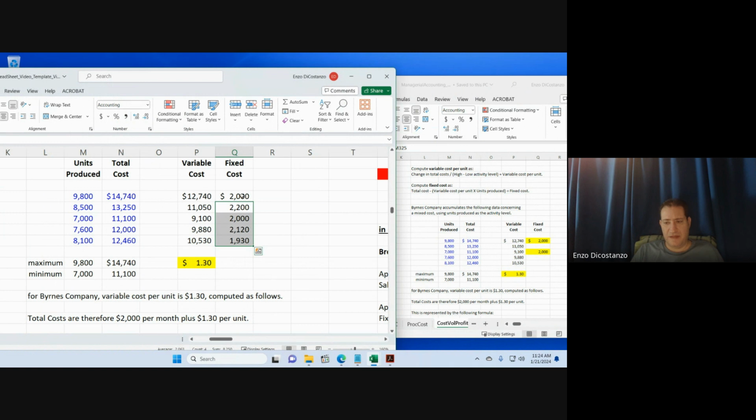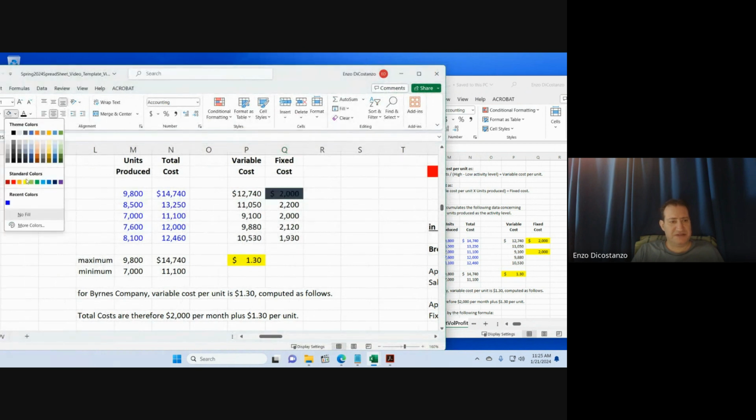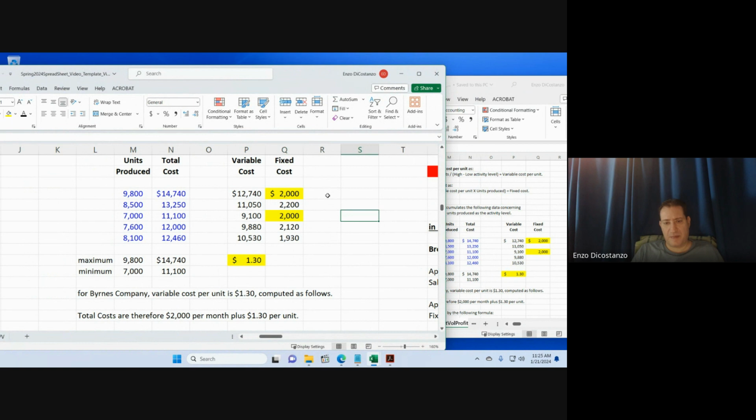Okay. And then you found the fixed. You found the 2,000 twice. Okay. You found 2,000 twice. You found it there, and you found it there. Okay.